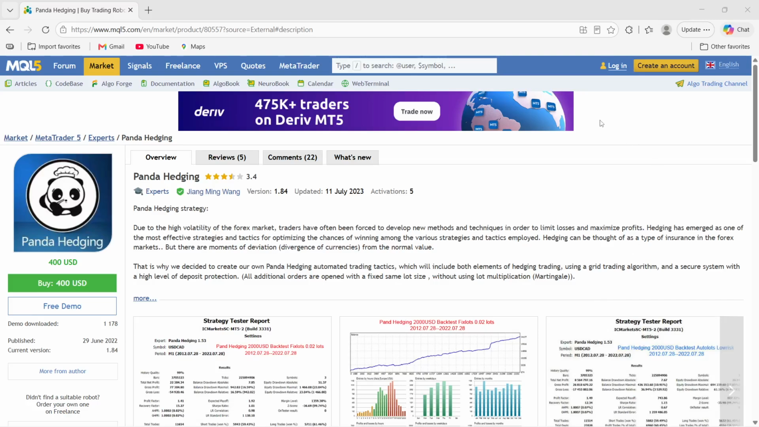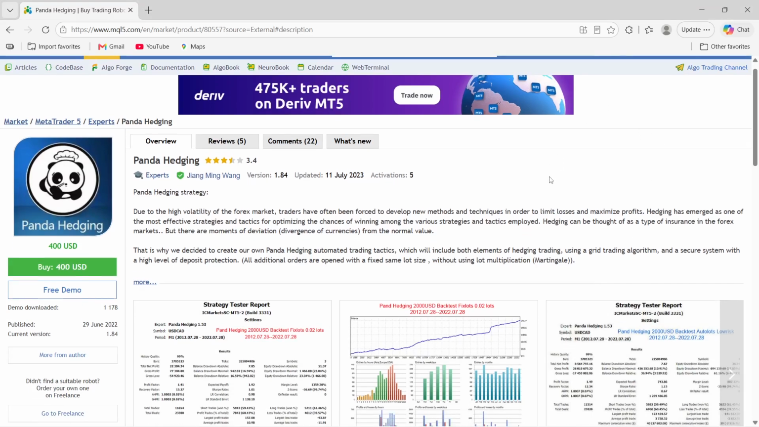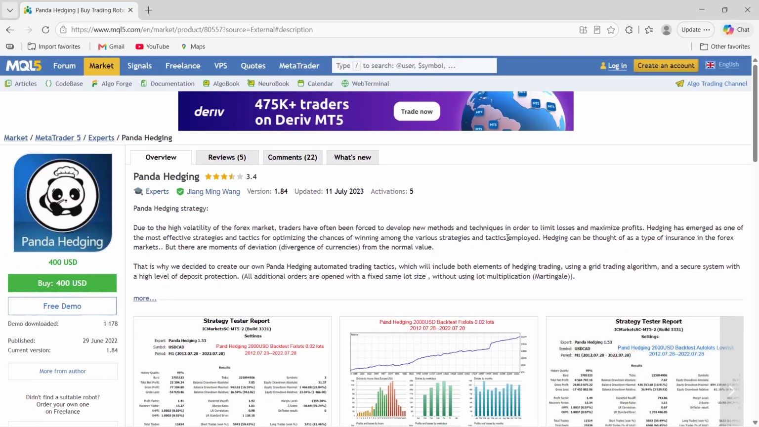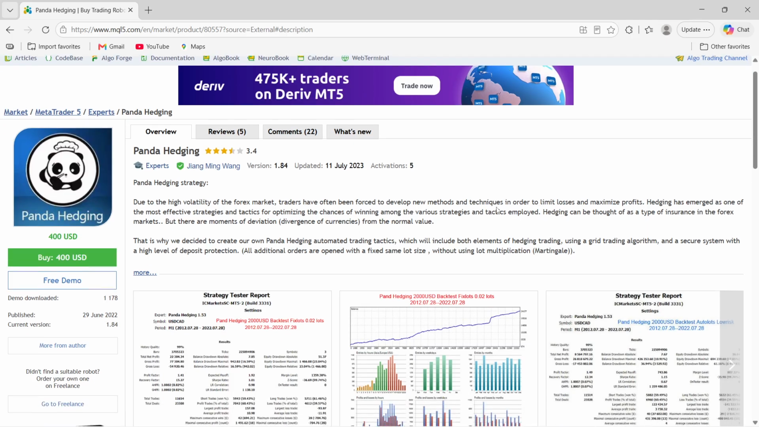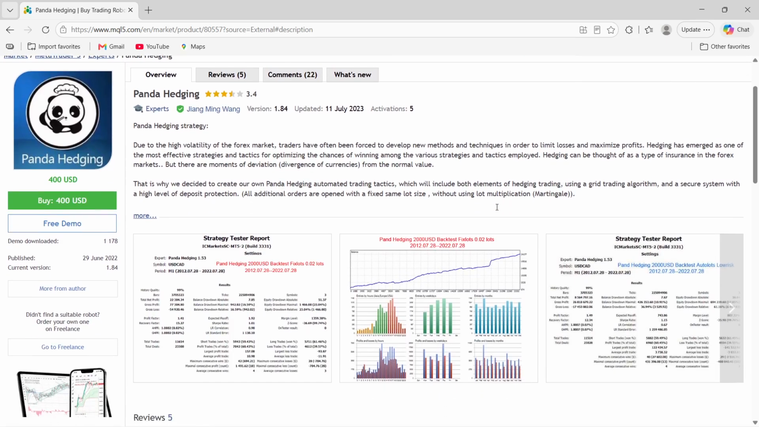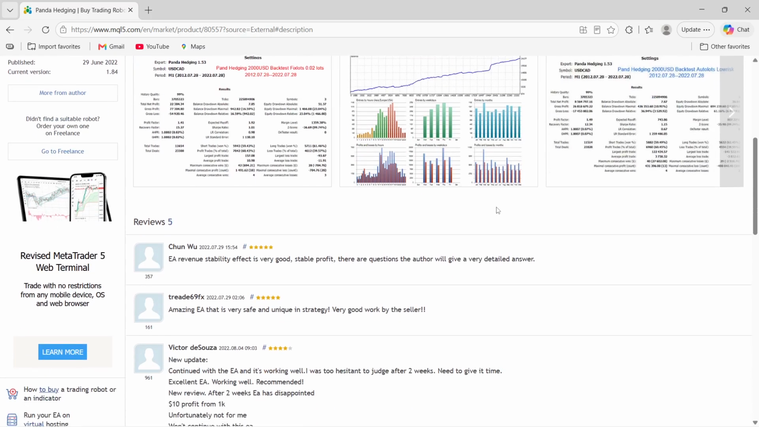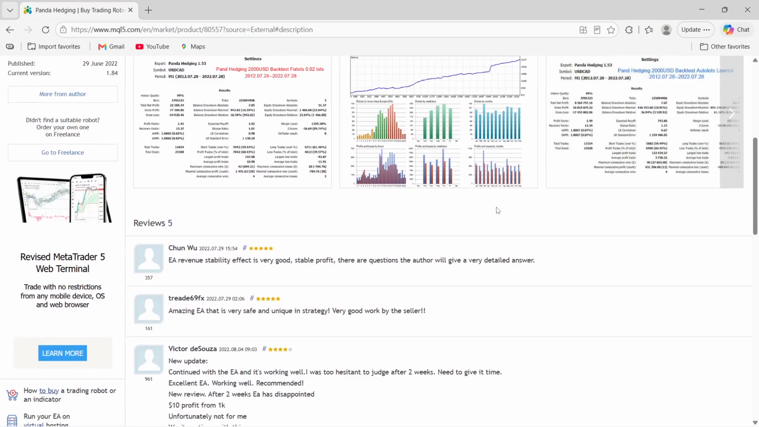Hello traders, in this video we're going to be talking about the Panda Hedging EA for MetaTrader. One of those hedging slash grid style robots that's been floating around the marketplaces for a while. In this video I'll walk you through what the developer actually claims on their page. We'll look at their own backtest results, then I'll show you what happened when I ran my own tests and give you a realistic verdict on who it is really for and who should stay away.